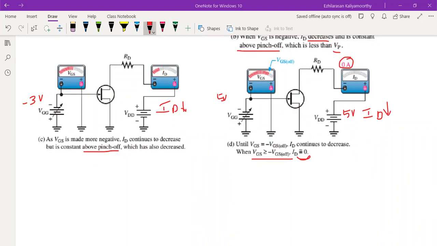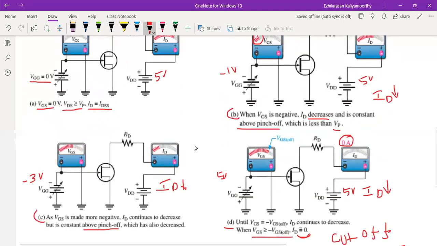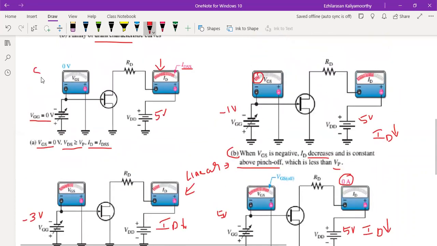During this condition only I can say this is cutoff. This is cutoff, okay, the D figure. The figures B, C, E will be in the linear region. This and this. The first figure is the saturation region.